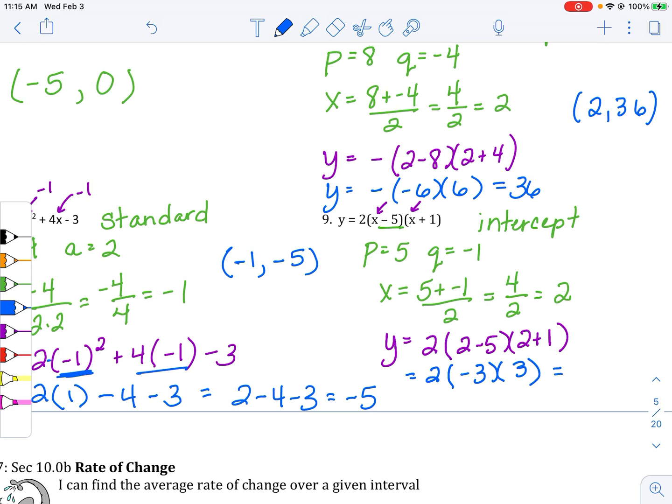And then I need to multiply all that together. So 2 times 3 is 6. 6 times 3 is 18. Don't forget about the negative. So negative 18. So the vertex is 2, comma, negative 18.